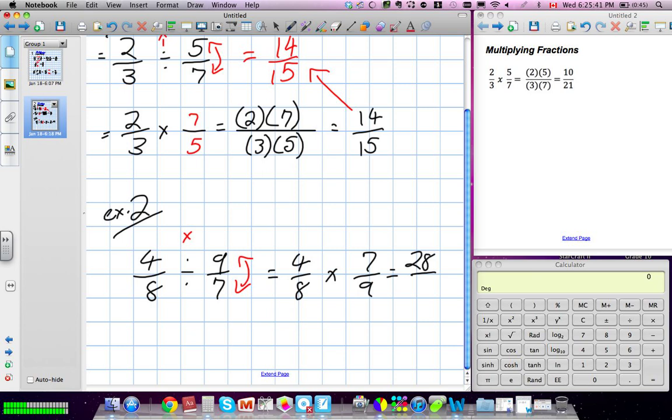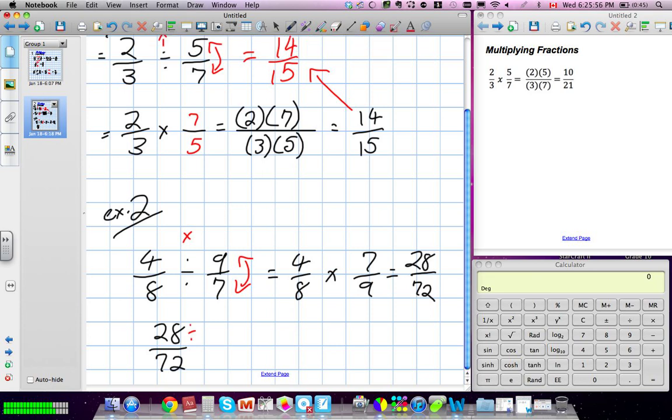We can reduce this fraction. Are they both even numbers? Are they both even? Yeah. So what can we divide by for sure then? 2. So we can divide both by 2. Let's see if we can reduce it even farther.